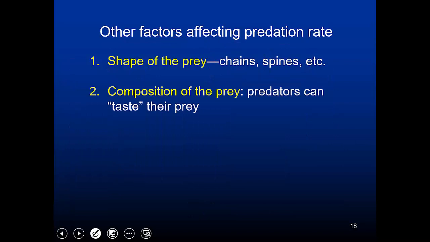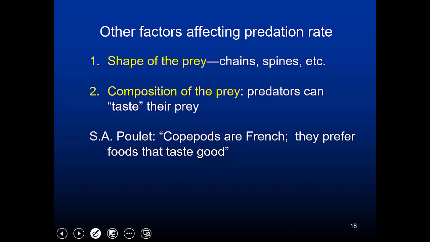So I mentioned already that predators and zooplankton can taste, so to speak. They sense their prey via chemical sensing mechanisms. And Poulet was a zooplankton ecologist who said this: copepods are French. They prefer foods that taste good. I think more than just the French like good food, but anyway, you can see the point there.